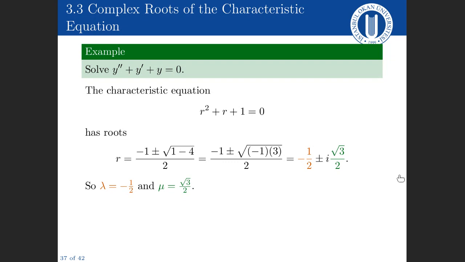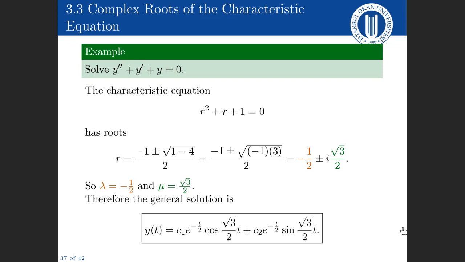And we can read off lambda and mu. The first number, which here is orange, is lambda. The second number, which is green, doesn't include the i, just the number, is mu. Lambda must be minus a half, mu must be root 3 over 2.